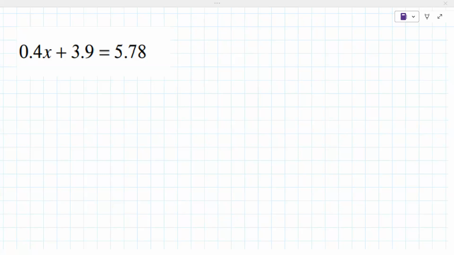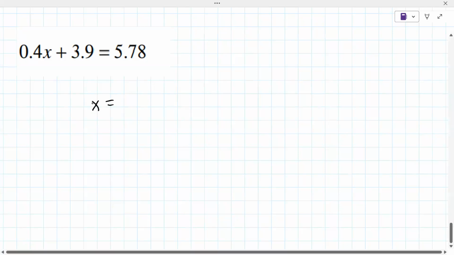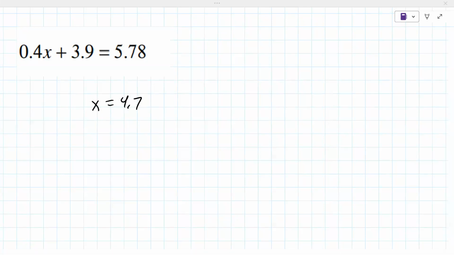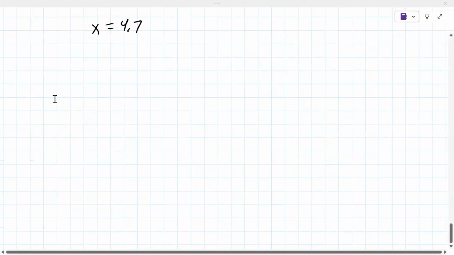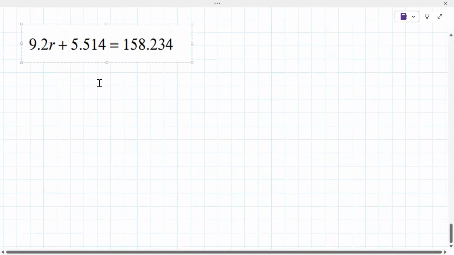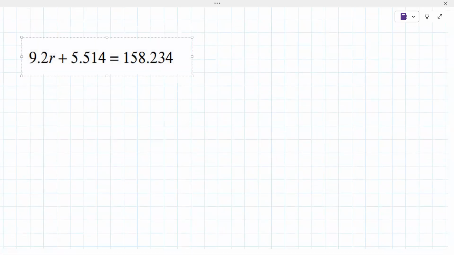X equals 4.7. Very good. So like I said, I found a few more on this page that were reasonable for us to do. They're not repeating decimals. I don't know if you ever see those, but are you ever mixing fractions and decimals in any of these? Yeah. Okay, maybe we'll do some of those next.